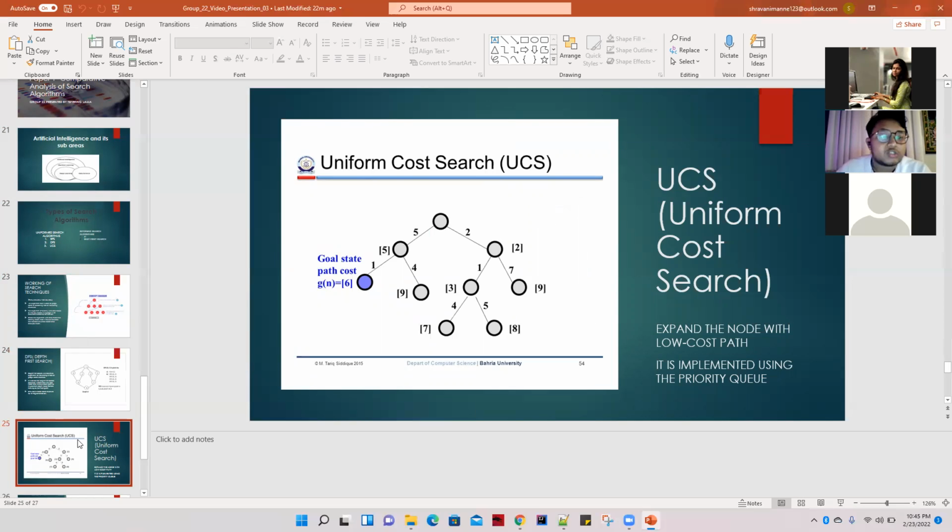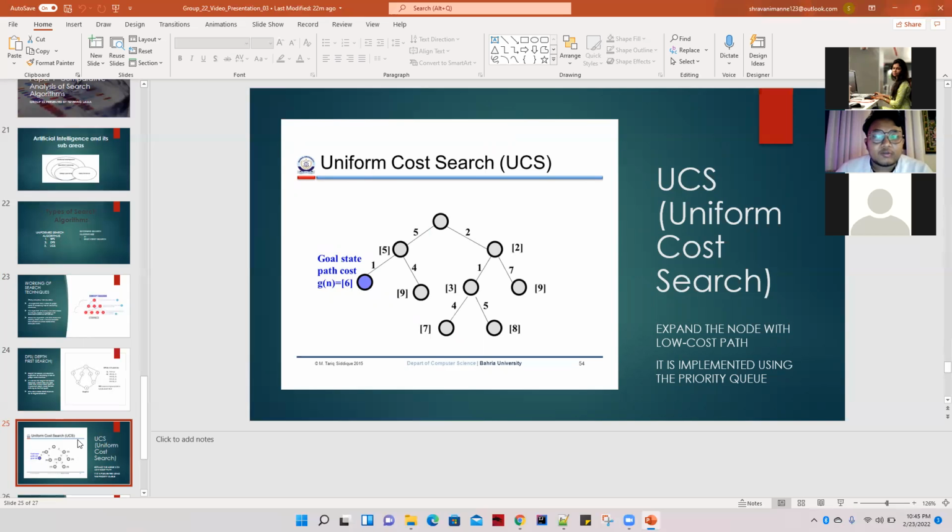Similarly, uniform cost search. In UCS, we first insert the root node into the priority queue. Then we repeat while the queue is not empty and remove the element with the highest priority. If the removed node is the destination, it prints the total cost and stops the algorithm. Otherwise, it adds all the children of the current node to the priority queue with their cumulative cost from the root as the priority.